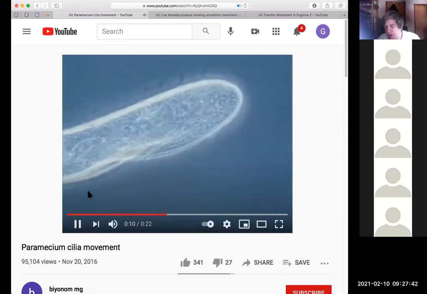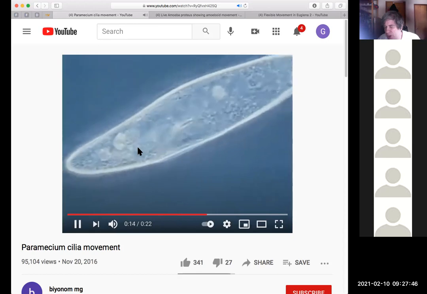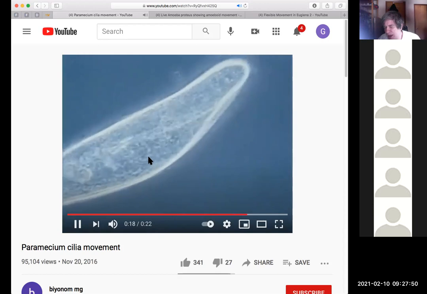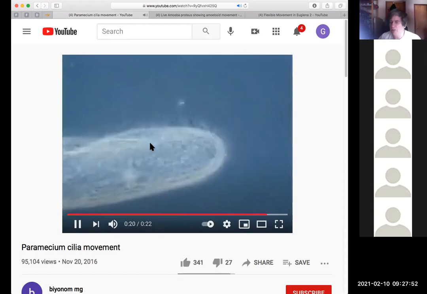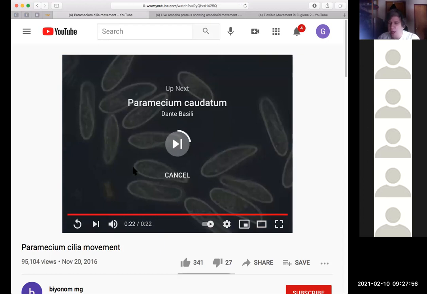And as paramecium moves, notice that it appears to be kind of rotating. Paramecium has a groove on one side. You can see this groove kind of coming into view. And as it moves, it kind of twirls around. It doesn't always move in one direction. So let me know if the videos aren't clear.